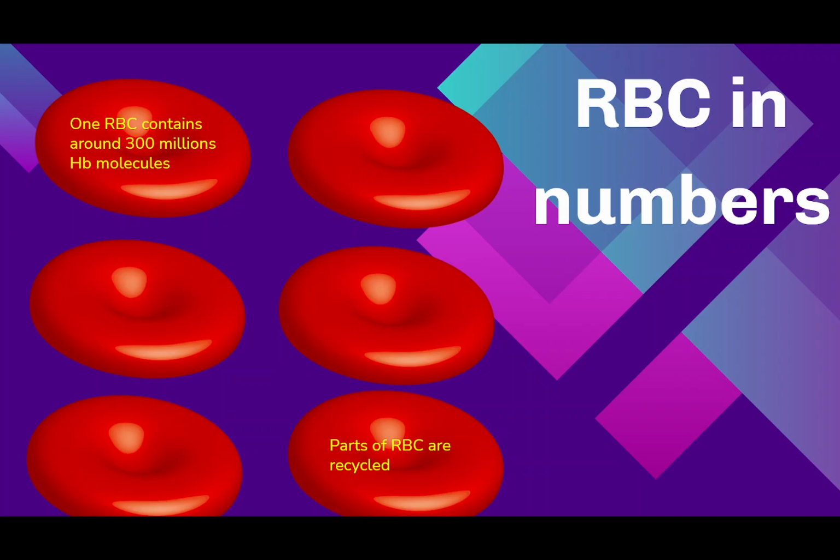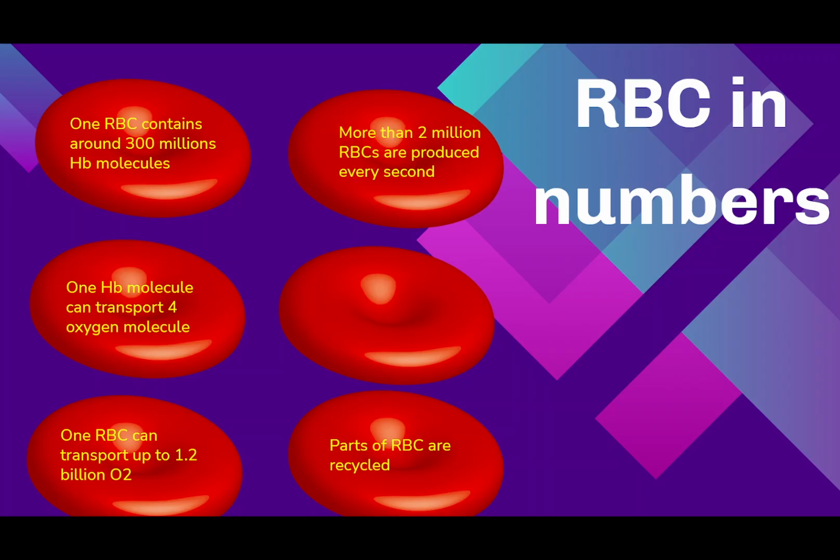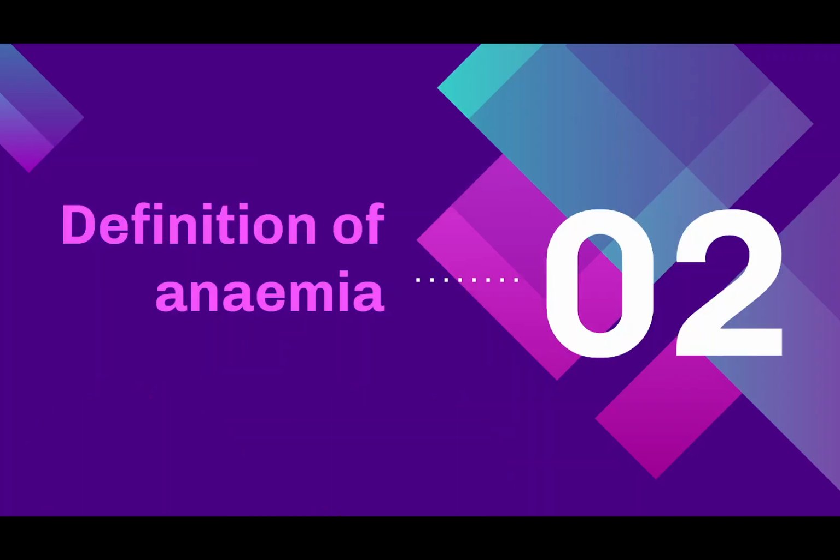So one RBC contains around 300 million Hb molecules, and one Hb molecule can transport 4 oxygen molecules. One RBC can transport up to 1.2 billion oxygen molecules, and more than 2 million RBCs are produced every second. So the red blood cells circulate in the peripheral circulation for 120 days, and then they will be destroyed by macrophages, particularly in the spleen and also in the liver, and parts of the RBCs will be recycled.